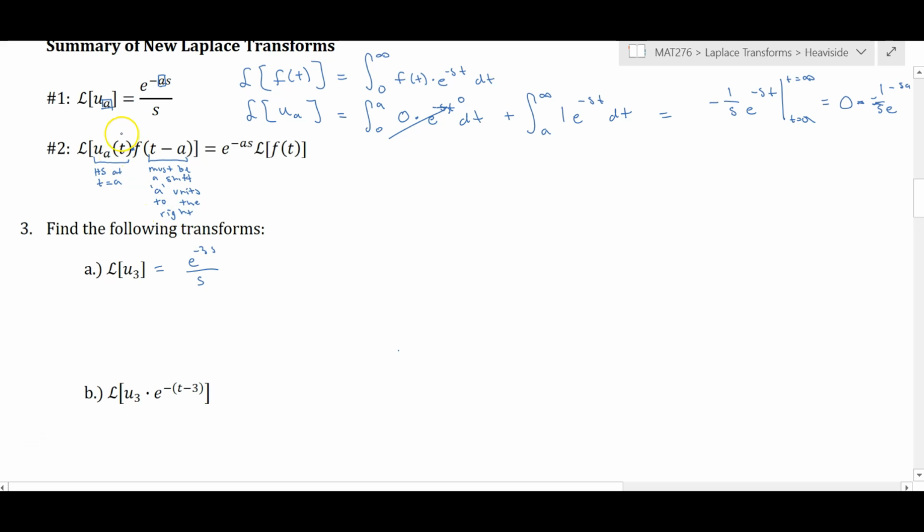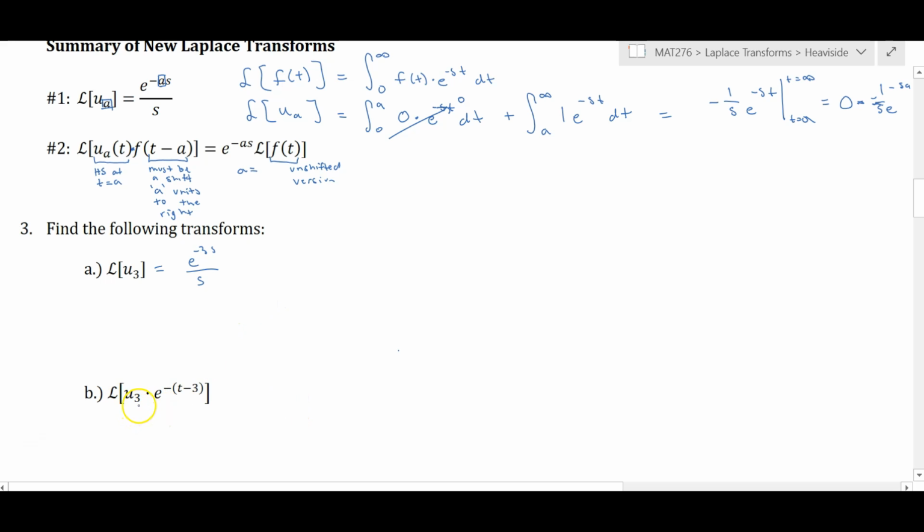And as long as you have a Heaviside at time a multiplying a right-shifted function, then the way that you take the Laplace of that is, first of all, you identify what a is, and then what is not the shifted function, but the root function f of t, the unshifted version of that function. So let's take a look at an example.